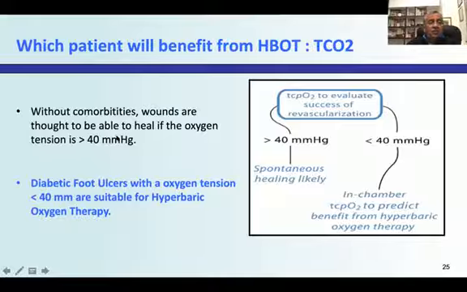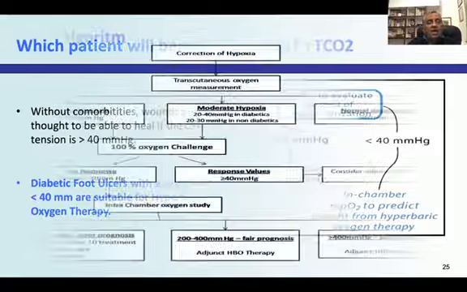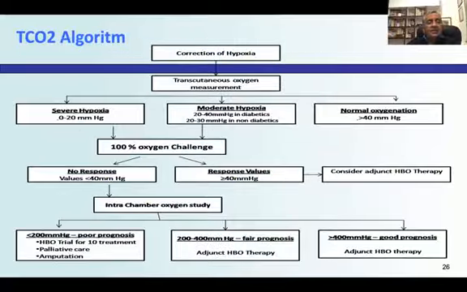Without comorbidities, wounds are thought to heal at 40 millimeters, and diabetic foot ulcers with an oxygen tension of less than 40 millimeters are suitable for hyperbaric oxygen. This again is a transcutaneous algorithm.